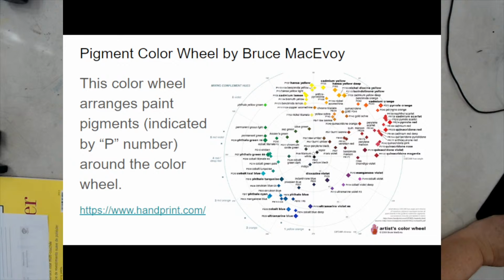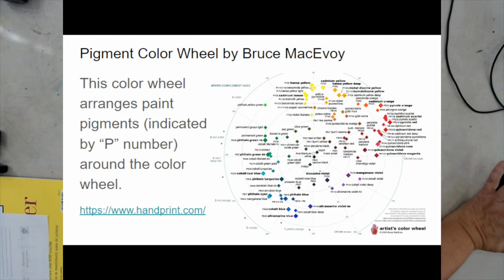But he arranges the paint pigments according to a color wheel. So you can see there's a loose representation of a color wheel, but you see how the colors are all in different places. That's because these pigments don't reflect pure primaries. They reflect other colors. They reflect greens. And that's what this particular pigment color wheel does. It organizes it in that fashion. So what you'll see too is some of the colors that you buy in a tube.